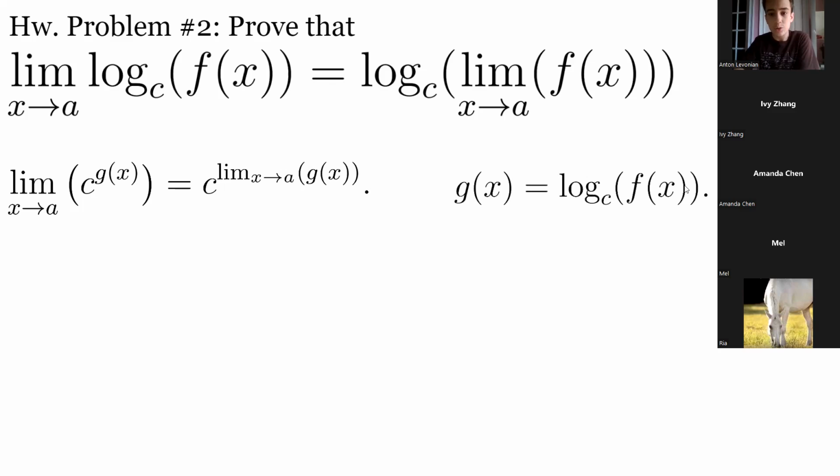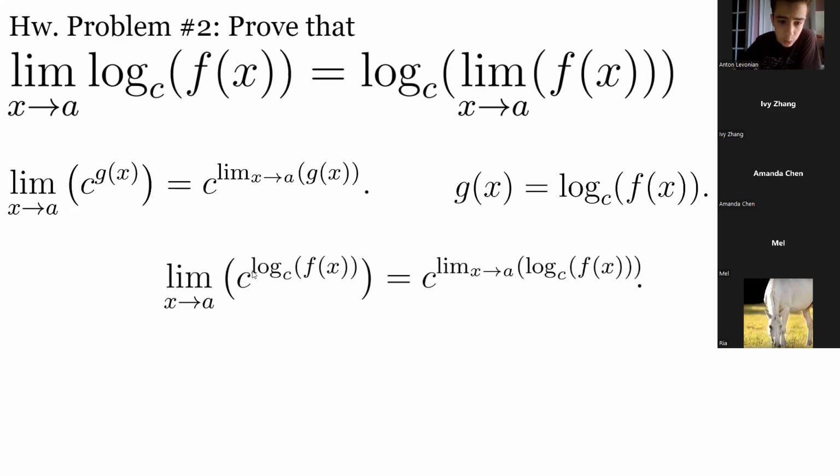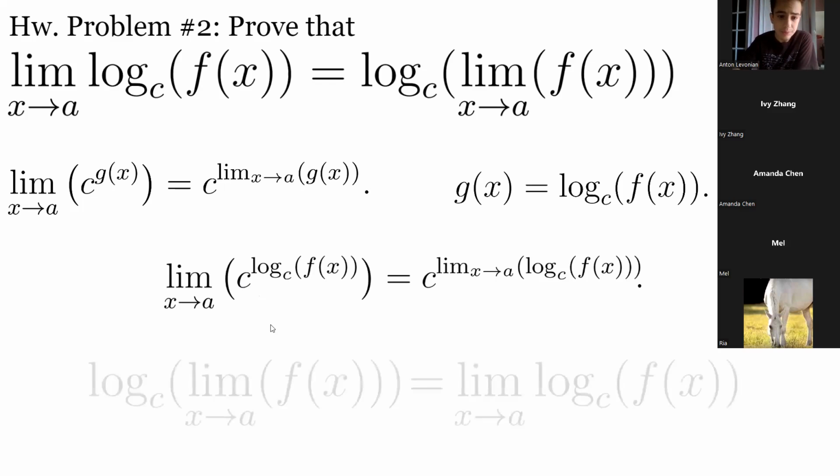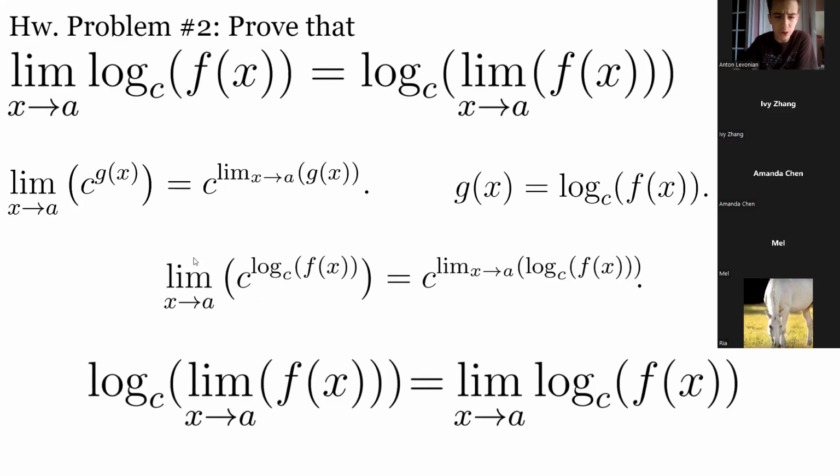And so what you can do here is plug in g of x equals log base c of f of x. And when we do that, we get this right here. So notice that here, c to the log base c of f of x is just f of x by definition of a logarithm. So this part right here just turns into the limit as x approaches a of f of x.